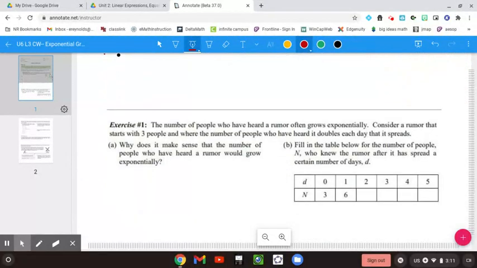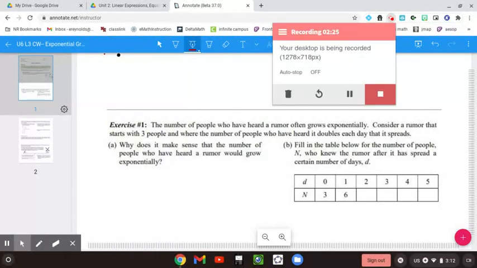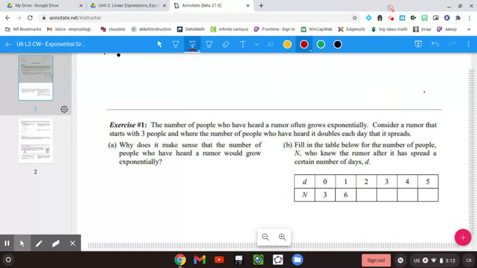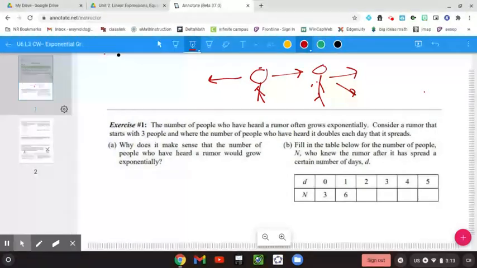So let's go through an example. This example says the number of people who have heard a rumor often grows exponentially. Consider a rumor that starts with 3 people and where the number of people who have heard it doubles each day that it spreads. So think of this person, right, this original person as the one that knows the rumor. And then this person tells 2 people, right? And then the next person again tells 2 other people.